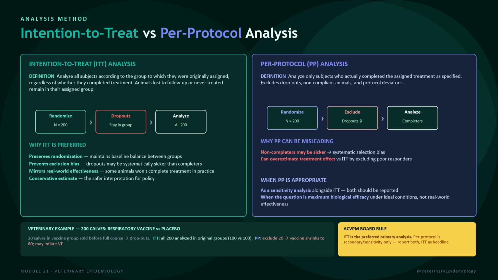Per protocol, or PP analysis, includes only animals that completed treatment exactly as planned. PP can overestimate efficacy because dropouts are often sicker or less responsive. PP is useful as a secondary analysis, but ITT should always be the primary approach.